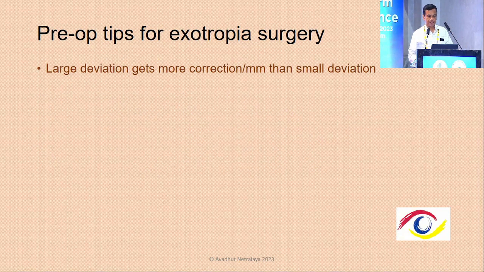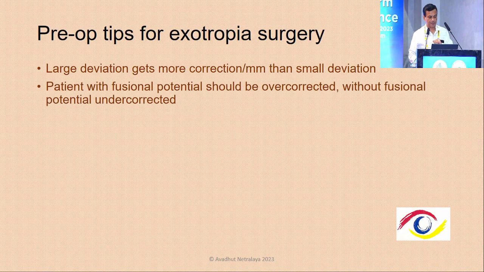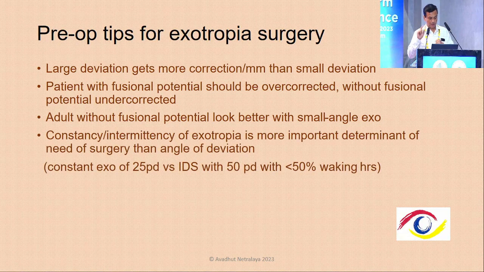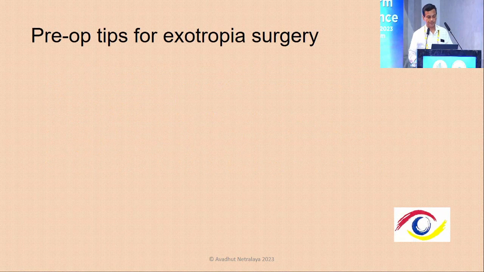Some preoperative tips for exotropia surgery. Remember that a large deviation gets more correction per millimeter compared to a small angle deviation. Also, patients with fusional potential should be overcorrected. That's why you need to look for fusional potential, because an adult who has less fusional potential will look better with a small angle exo compared to overcorrected eso. Also remember that constancy or intermittency decides whether we need to operate, instead of the angle of deviation. Like if the angle is around 25 prism diopters of constant squint, it's better to operate compared to IDS, which has a large angle but lesser frequency of the squint.